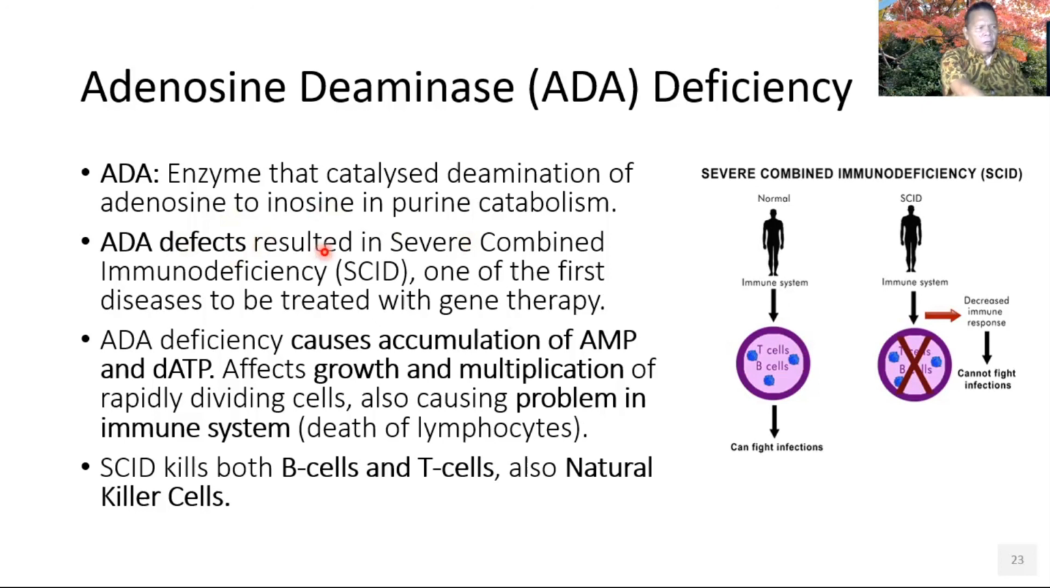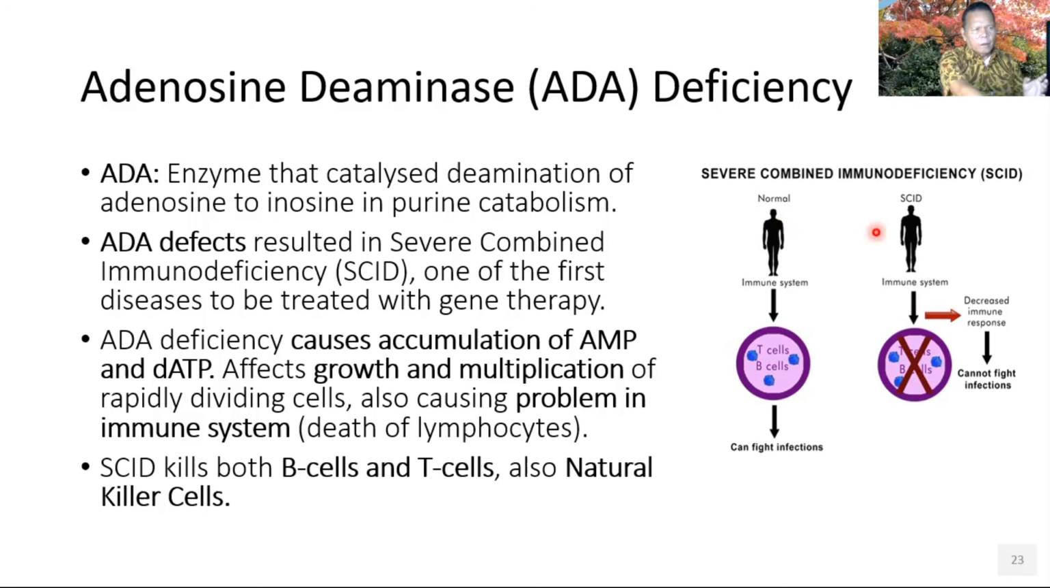ADA deficiency causes accumulation of AMP and dATP, affecting growth and multiplication of rapidly dividing cells, and also causing problems in the immune system, with death of lymphocytes. So we can see that SCID kills both B cells and T cells, also natural killer cells. Now let's see severe combined immunodeficiency. This is normal, this is abnormal.